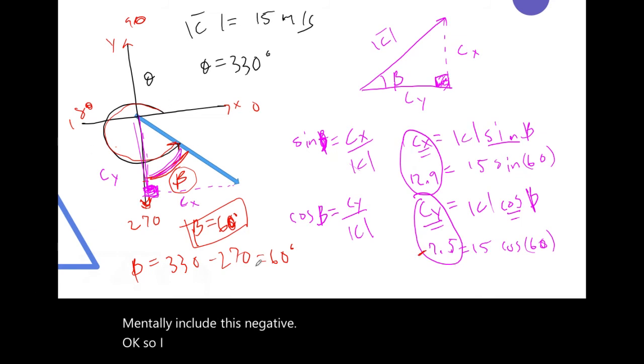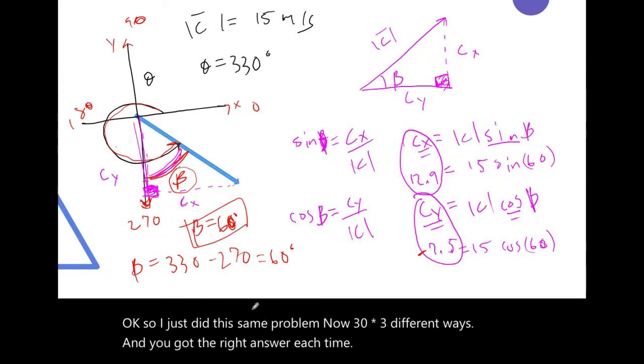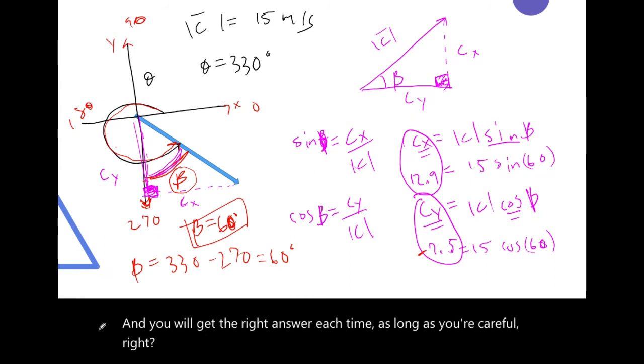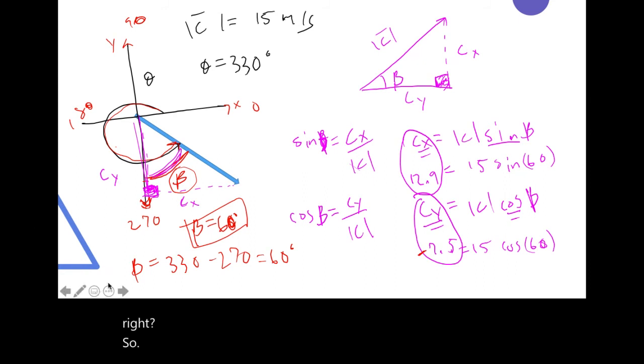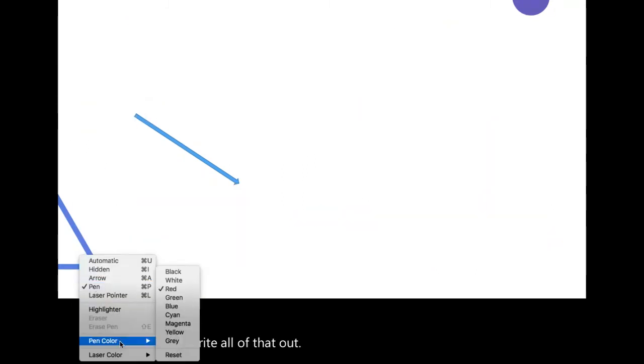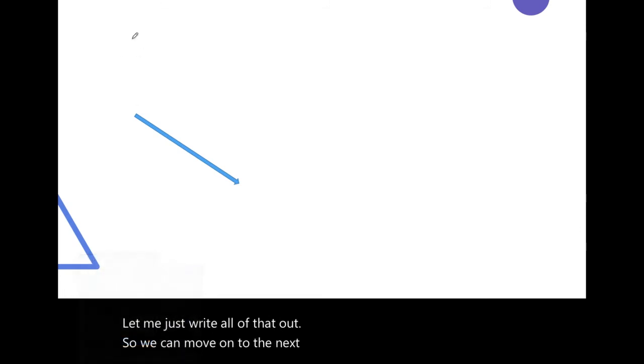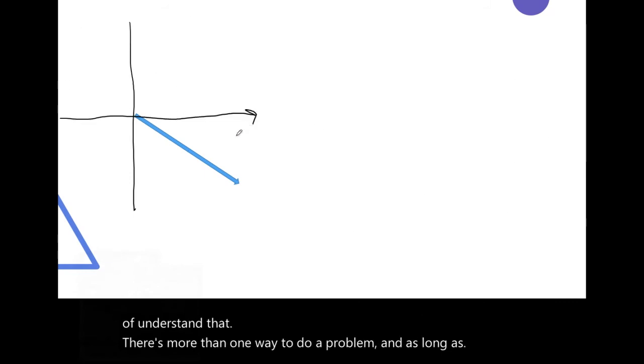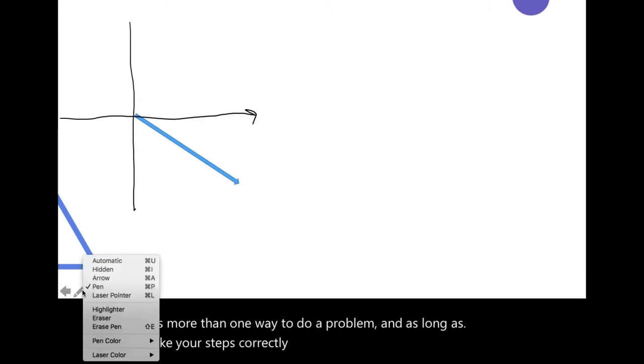Okay, so I just did this same problem now 3 times, 3 different ways, and you got the right answer each time. And you will get the right answer each time, as long as you're careful, right? So now, let me just write all of that out, so we can move on to the next topic. I just really want you to understand that there's more than one way to do a problem, and as long as you take your steps correctly, you're going to get to the right answer.